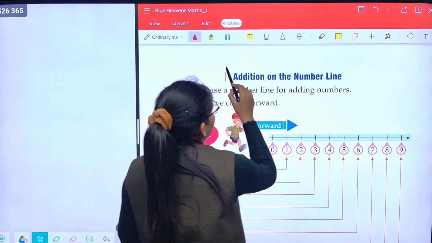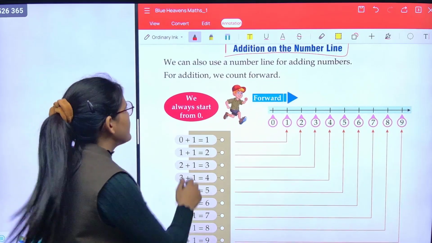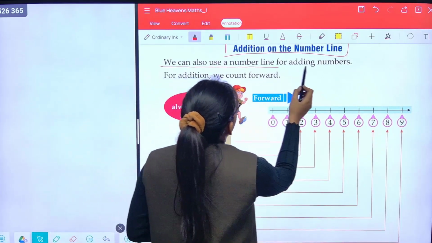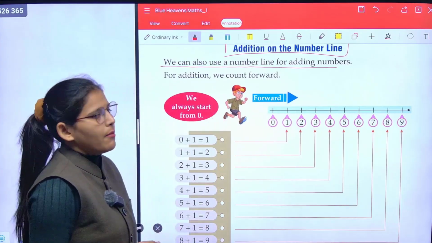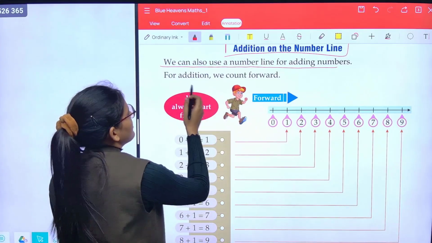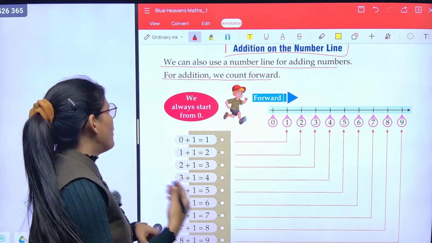Now class, addition on the number line. Now we have to add the numbers on number lines. Now we can also use a number line for addition. We can also use a number line for adding numbers. For addition we count forward.